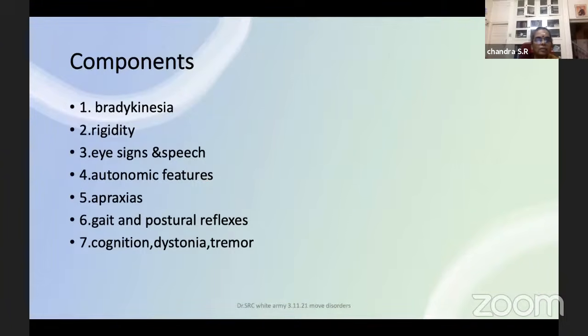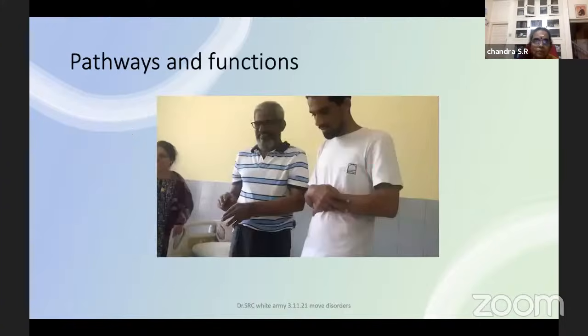Components are bradykinesia, rigidity, eye signs and speech, autonomic features, praxis, gait and postural abnormality, cognition, dystonia, tremor. So when they come with Parkinsonian features, you look for bradykinesia, rigidity, eye signs, speech involvement, autonomic features, praxis, gait and posture abnormality, cognition, dystonia, and tremor related features.